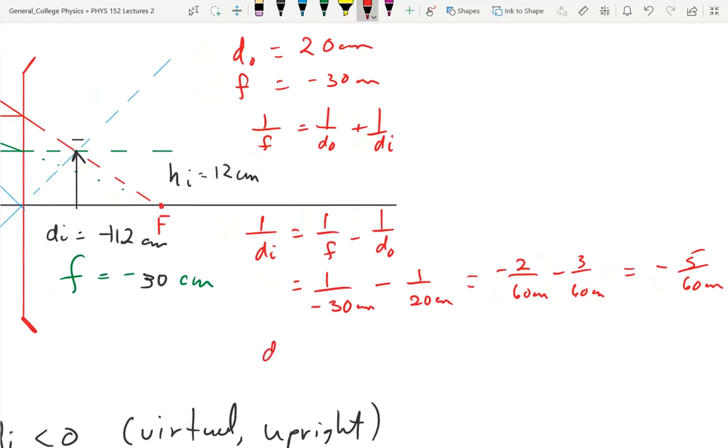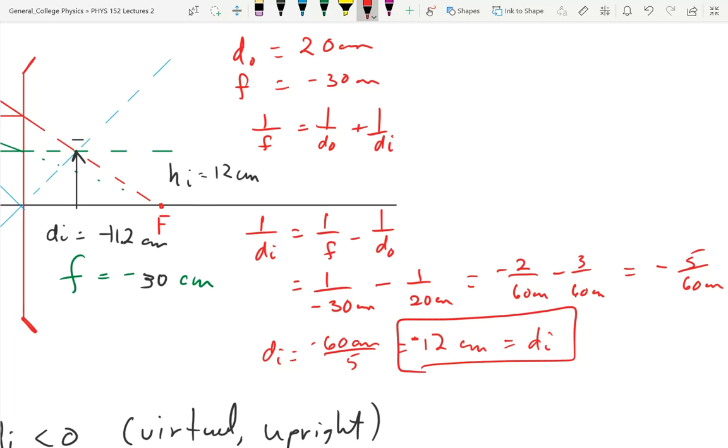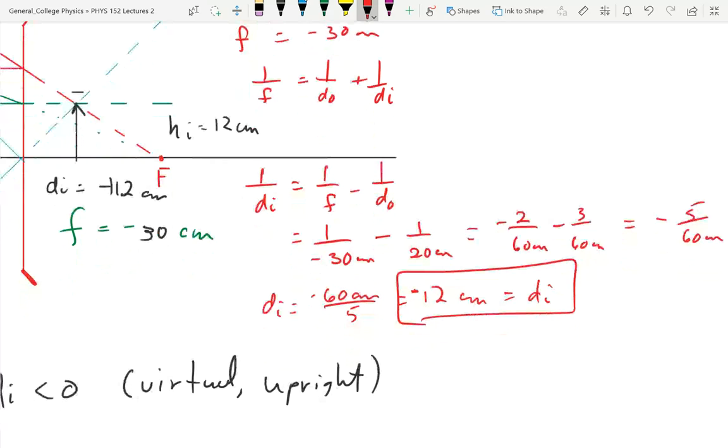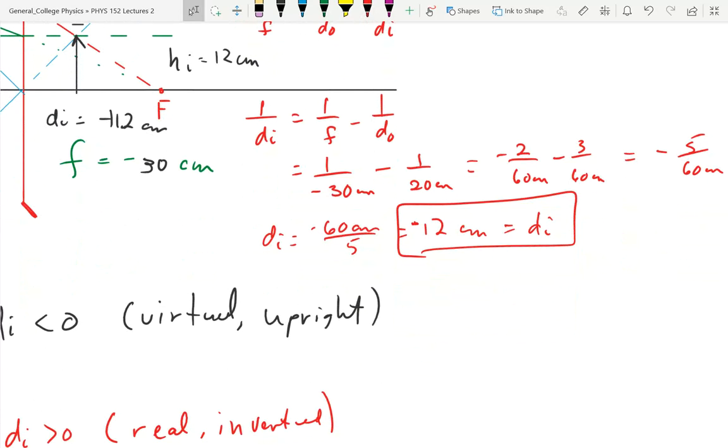So that means distance image is 60 centimeters divided by 5 equals 12. And notice the minus sign that I forgot to bring over, minus 12 centimeters. So that would be the correct distance image. Pretty much matches what I said for what I would give it to you. Right? It's not exactly right, but it's in the ballpark.